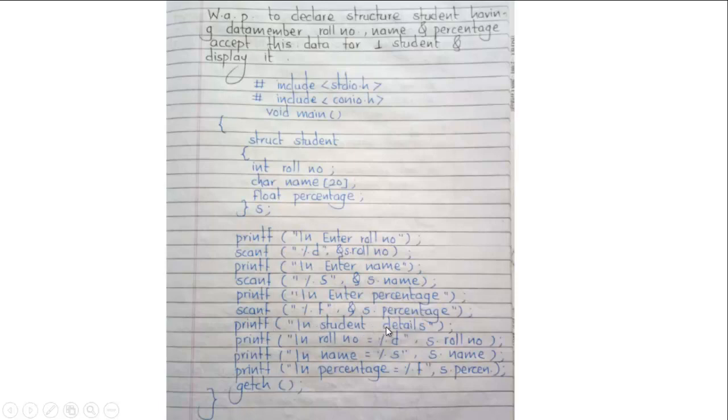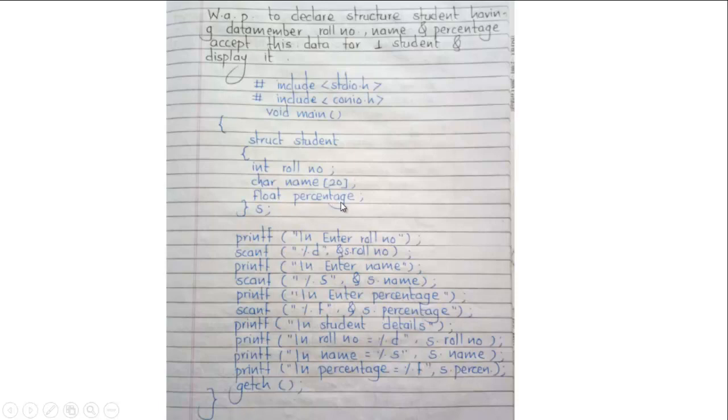So printf \n student details. In the first line I display roll number: double quote \n roll number is equal to %d, double quote complete, comma yes dot roll number. Every time you have to use the structure variable, yes dot roll number. Then in the next line name is equal to %s, comma yes dot name. Then \n percentage is equal to %f, double quote complete, comma yes dot percentage.